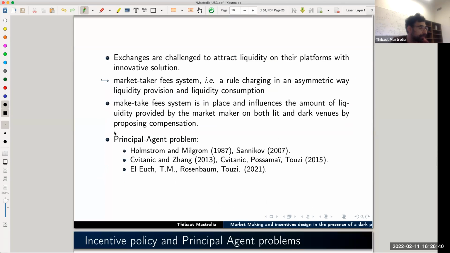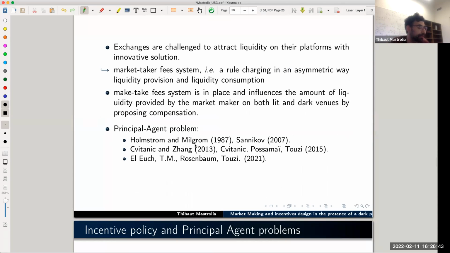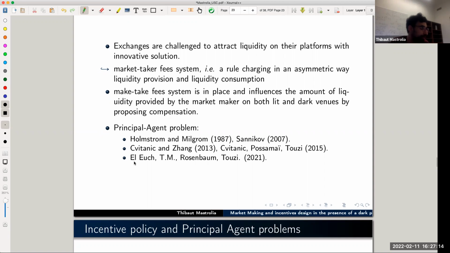So this literature is huge. There are a lot of papers dealing with that. So the seminal papers are the papers from Ingram, and after Sannikov, there is a very nice monograph of Jianfeng, and a new paper of Xitani Posamai Tuzi later. And this paper is also the first paper that we did on this kind of problem without a dark pool in a simpler case. And what we did in this talk is to add a dark pool in a make-take fees setting. So it's just for the literature on this topic.